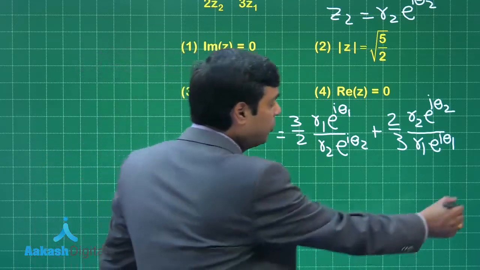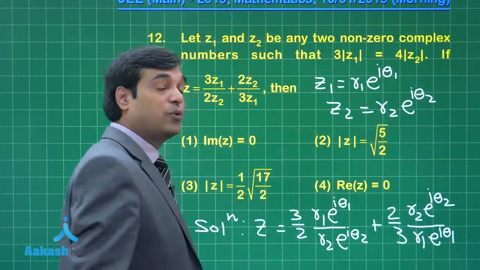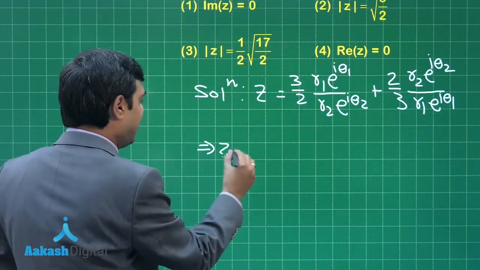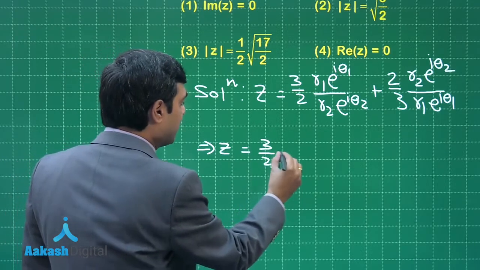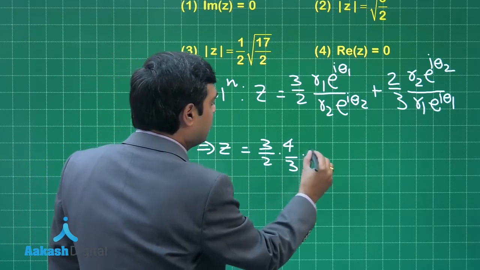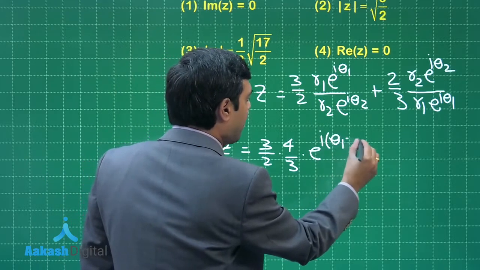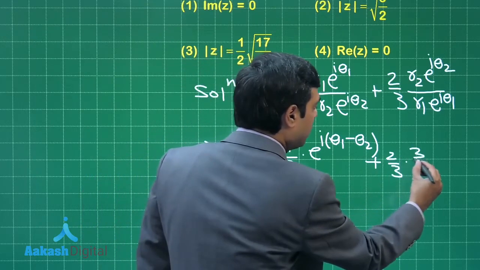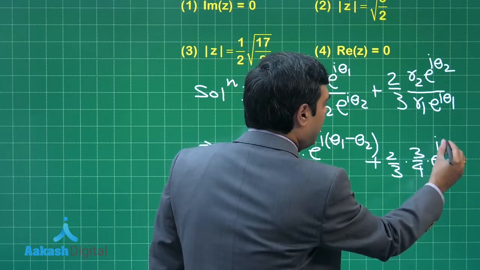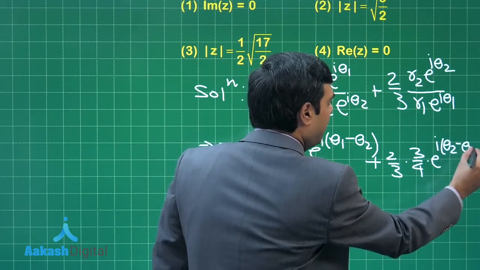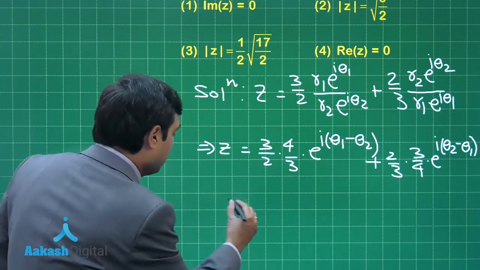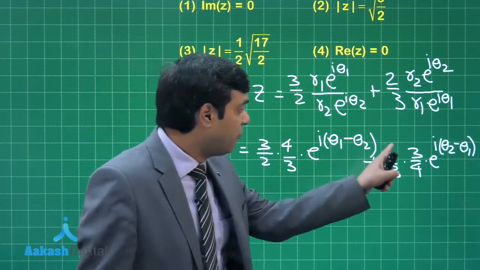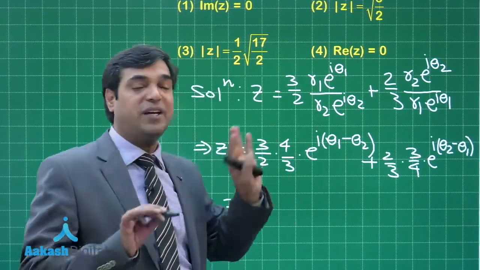What is r1 by r2? It is given to us. r1 by r2 is 4/3. Mention this value here. So, we get z is equal to 3/2 into 4/3 into e^(i(θ1 - θ2)) plus 2/3 into 3/4 into e^(i(θ2 - θ1)). This is clear. So, we have twice of e^(i(θ1 - θ2)). Here we have 1/2 of e^(-i(θ1 - θ2)).